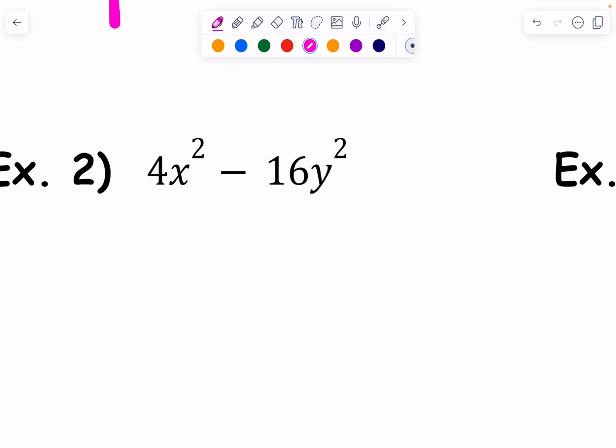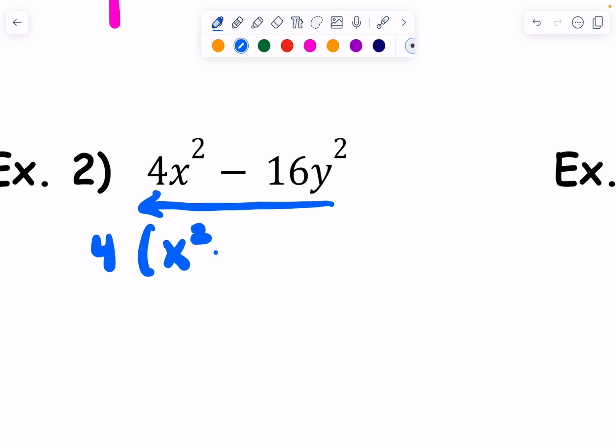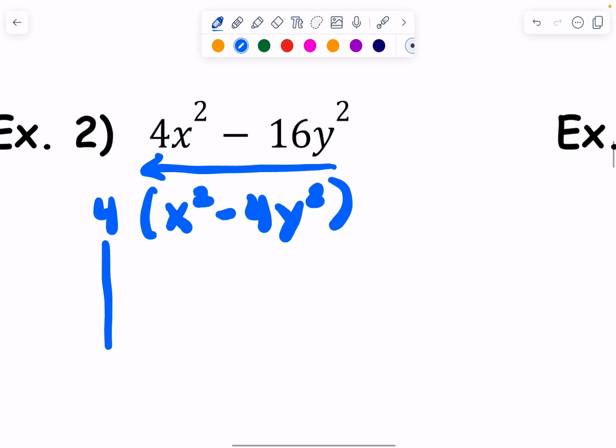Okay, so now we're going to look at this first one, and it has a 4 in it, and the last one is 16, and that has a 4 in it, but it doesn't share any variables. So let's go ahead and take the greatest common factor out first. So this will be 4 times x squared minus 4y squared. Just like the other stuff, whenever we take a greatest common factor out, we're definitely going to drop that in the bank, because that's going to be part of our solution.